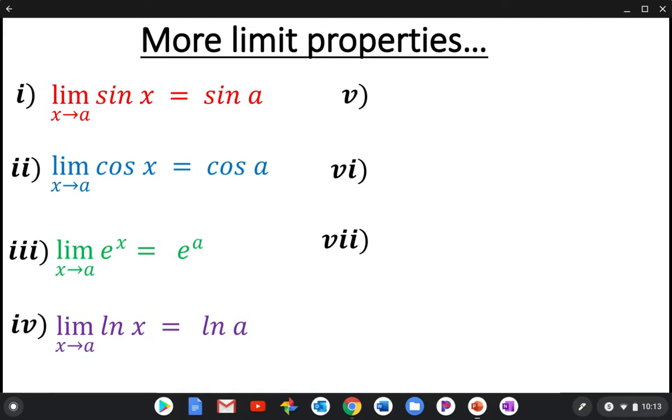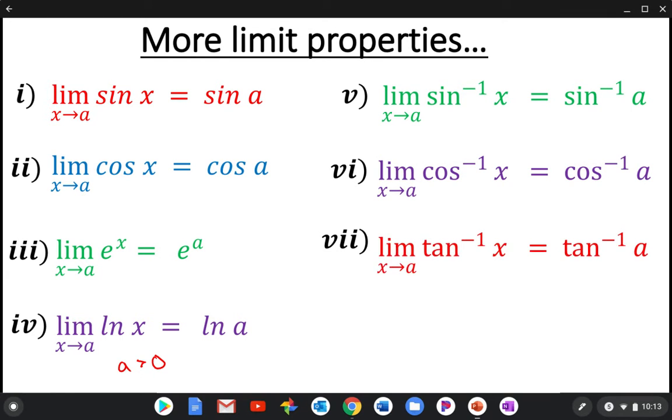Would be the same for a natural log function as well. The only restriction here is, of course, a has to be greater than 0 because you can't plug a negative value into a natural log. The same could be true for inverse sine function. We would just simply plug it in. Same for inverse cosine, and same for inverse tan.